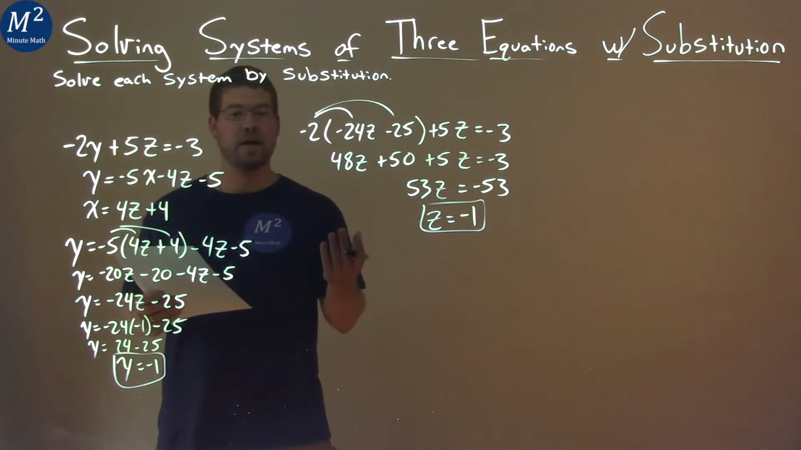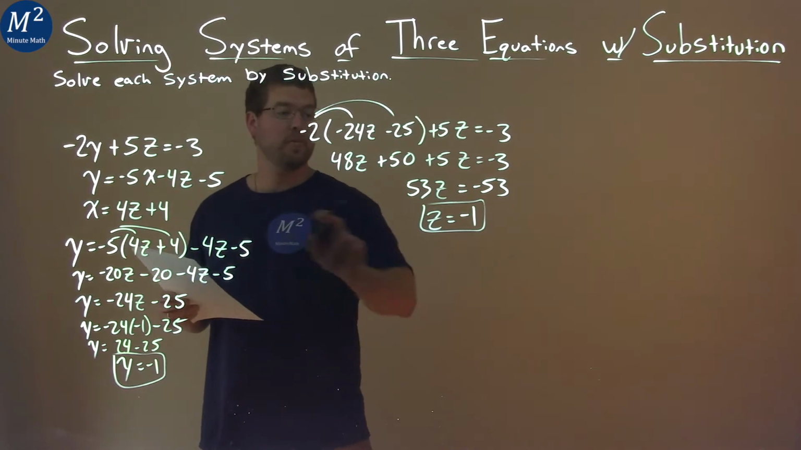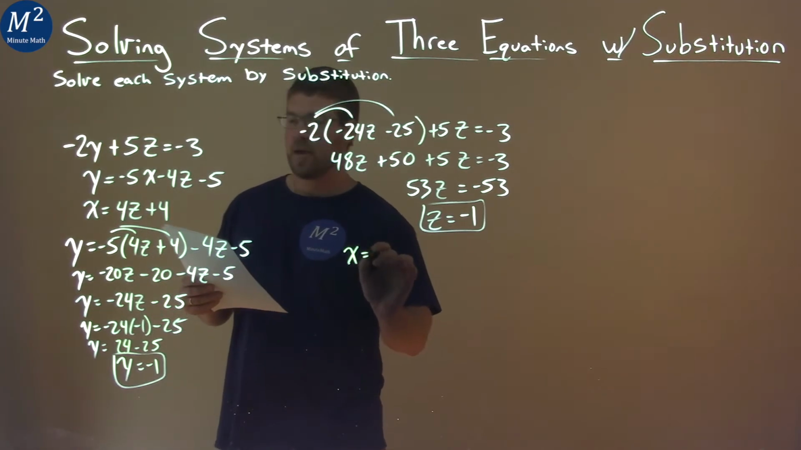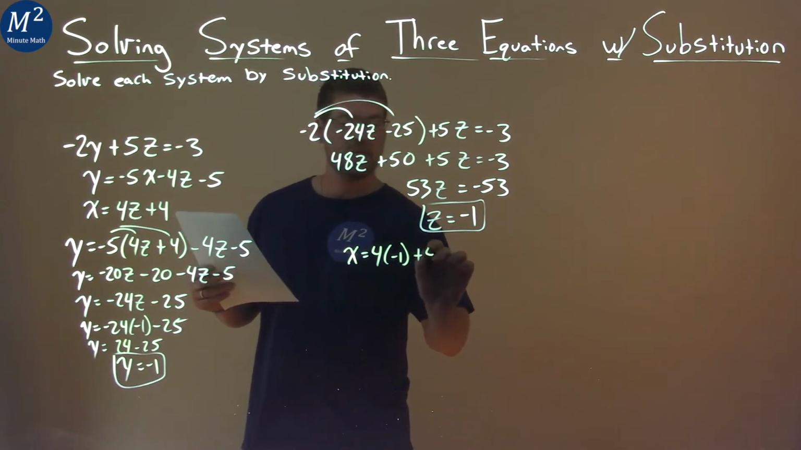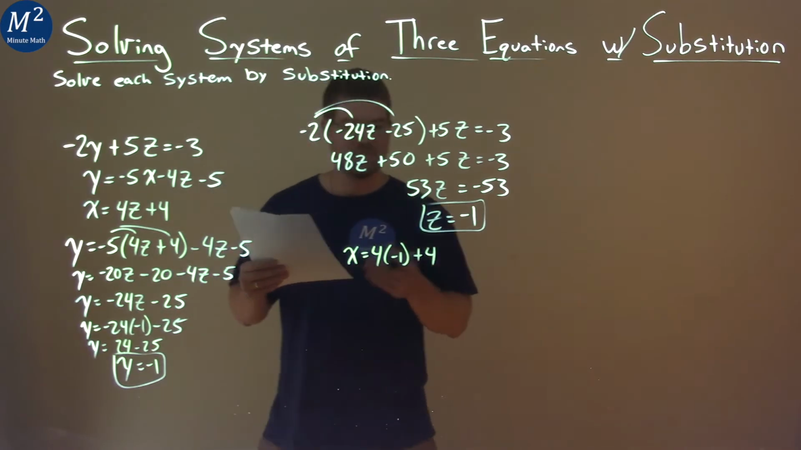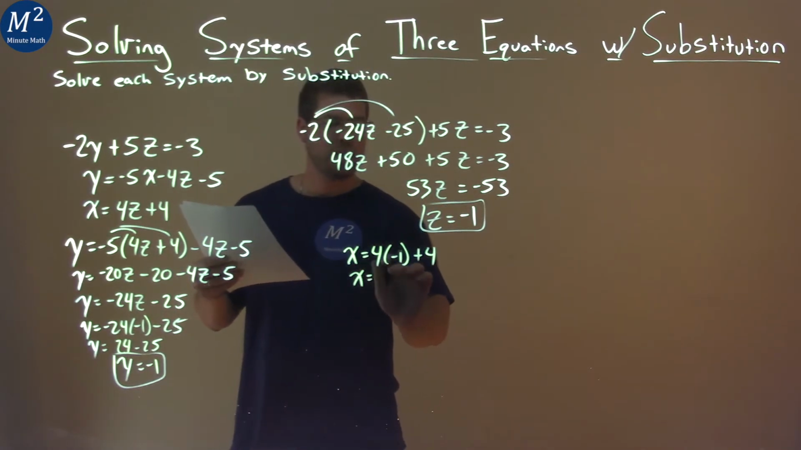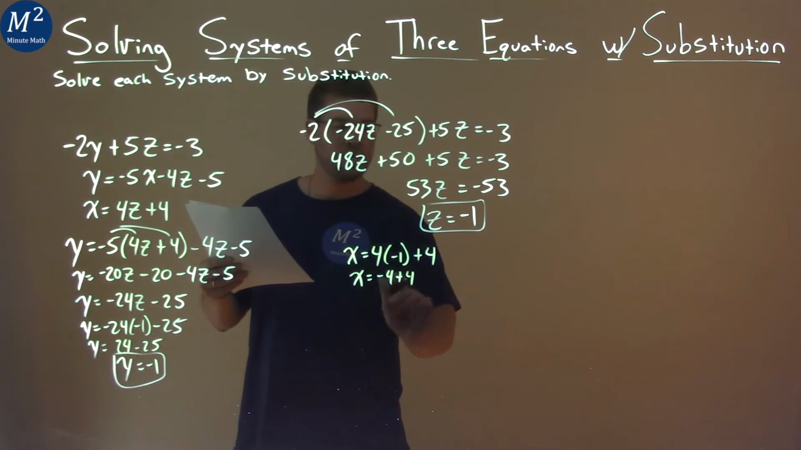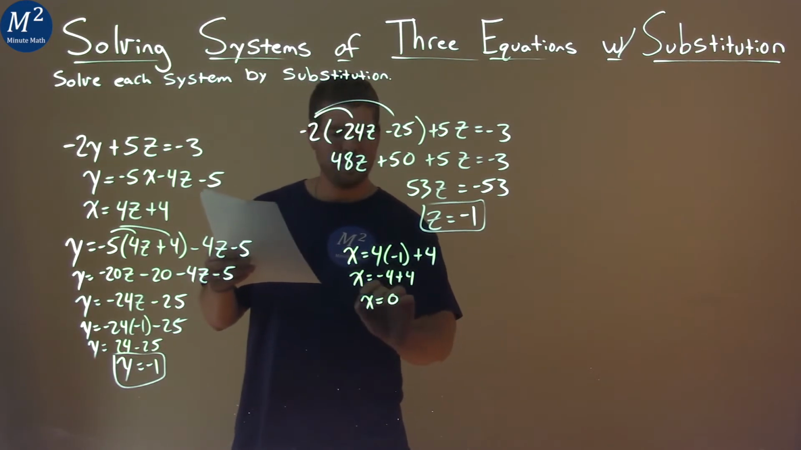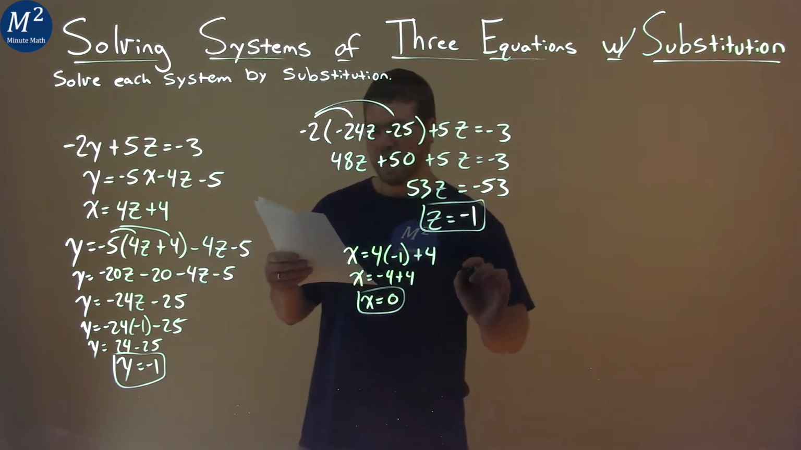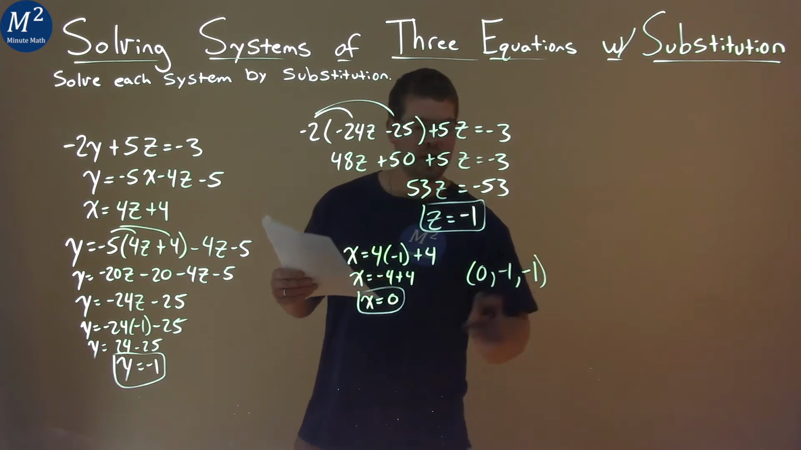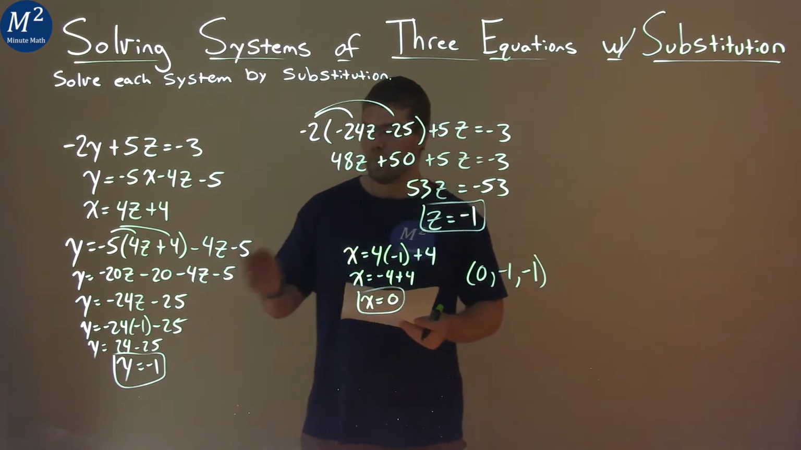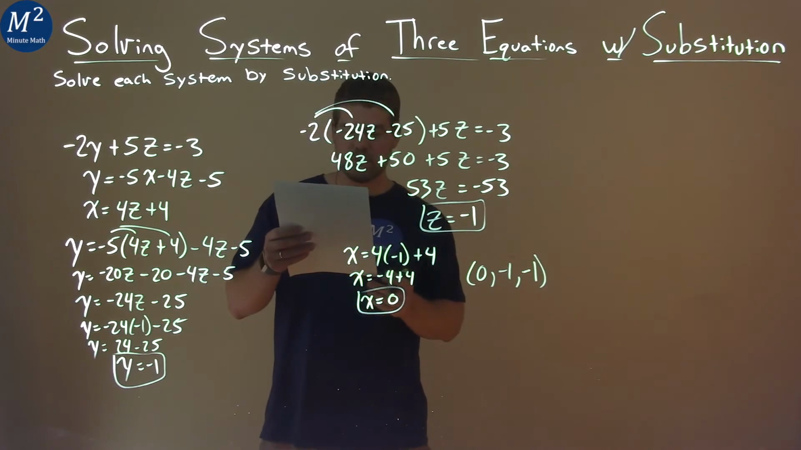So now we have to find x. Well, luckily we have x already in terms of z. So we have x equals 4 times z, which is a negative 1, plus a 4 here. And now, pretty easy to solve. 4 times negative 1 is a negative 4, plus 4 is a 0. So we have our three answers. We can write it as a coordinate point, 0, negative 1, negative 1. And that's our final answer. x is 0, y is negative 1, and z is negative 1.